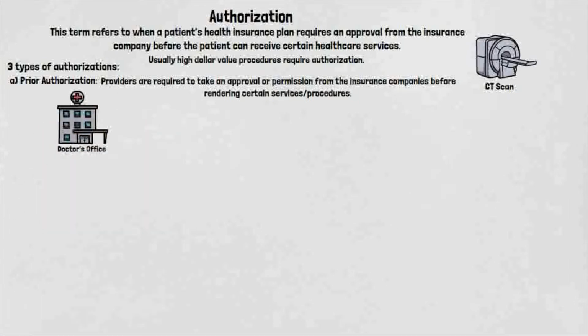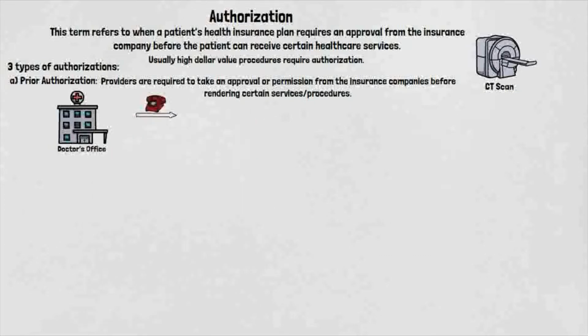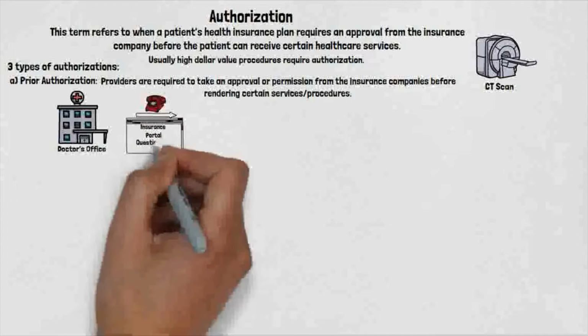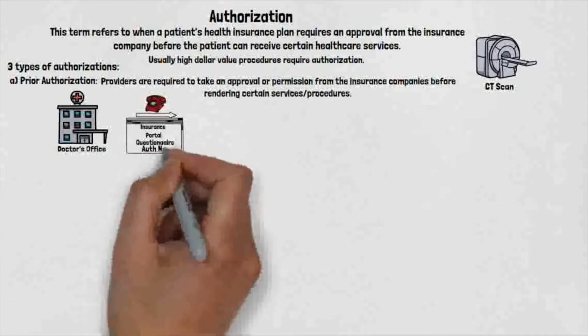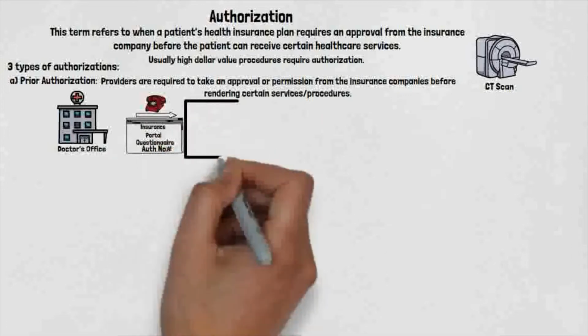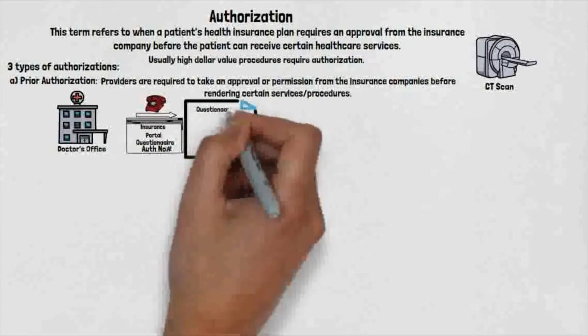Now, the doctor's office can request for authorization either by calling the insurance company or by answering the questionnaire in the insurance web portal. Now, the questionnaire is a set of questions related to the patient's medical condition relevant to the procedure being performed, and if it meets medical necessity, authorization number will be provided on the web portal itself.